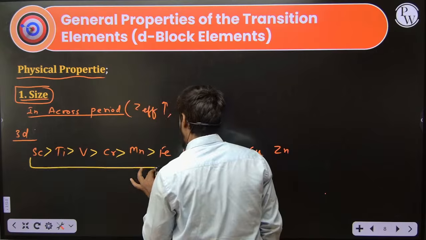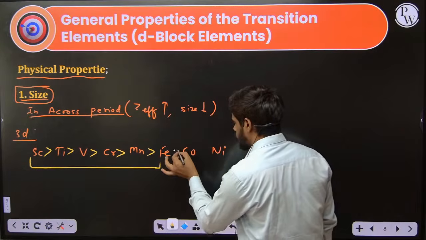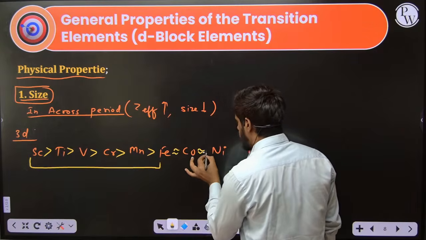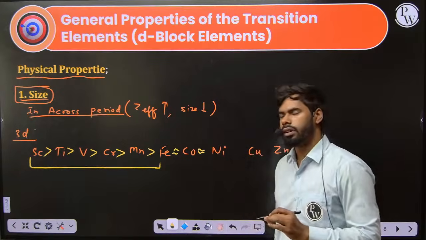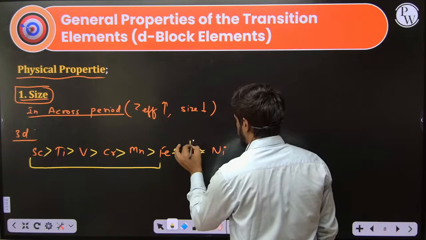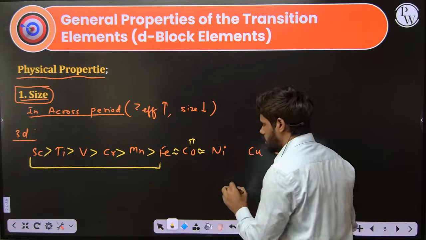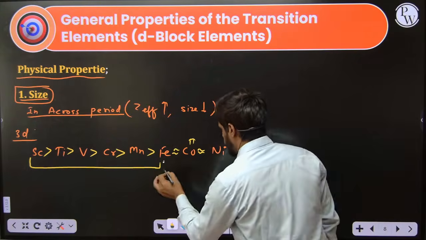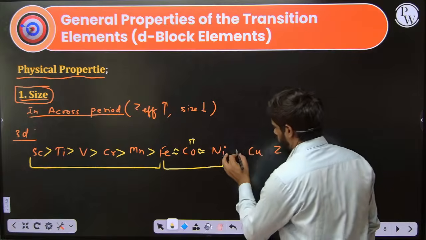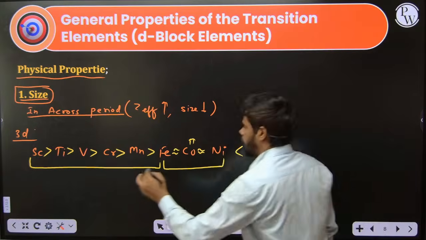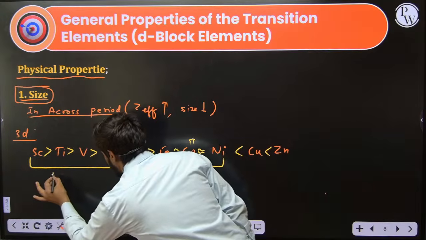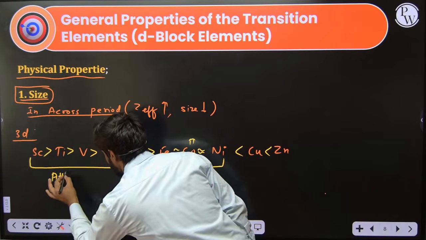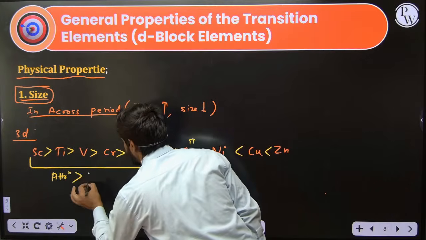But after that, what happens is basically electron repulsion in the d orbitals. So d orbital electron repulsion is nearly the same as the attraction, that is Z effective. So we can say the order is this. Now why is it so? Here the attraction is dominating over the repulsion.